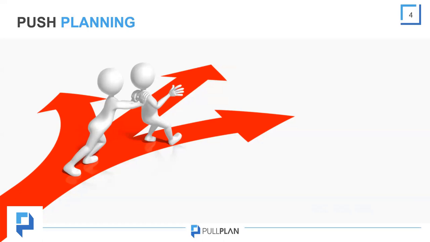The result is a lack of alignment with downstream needs. For example, with push planning, architecture and engineering tasks end up driving what construction can and can't do in the field. This approach can be completely detrimental to downstream productivity. Workflow isn't optimized, so teams end up lacking open work fronts.